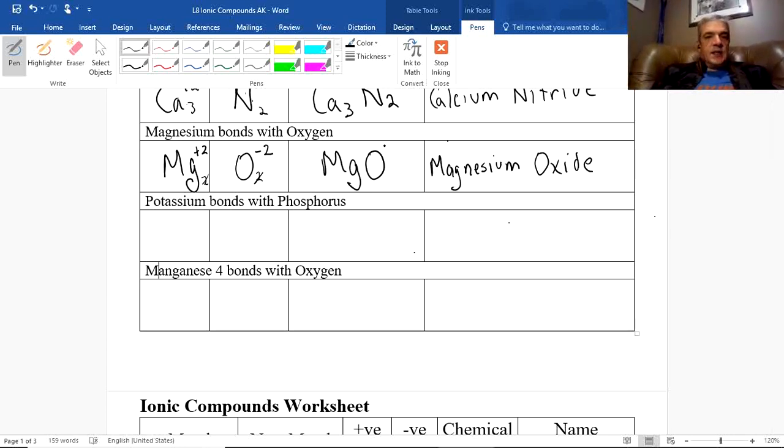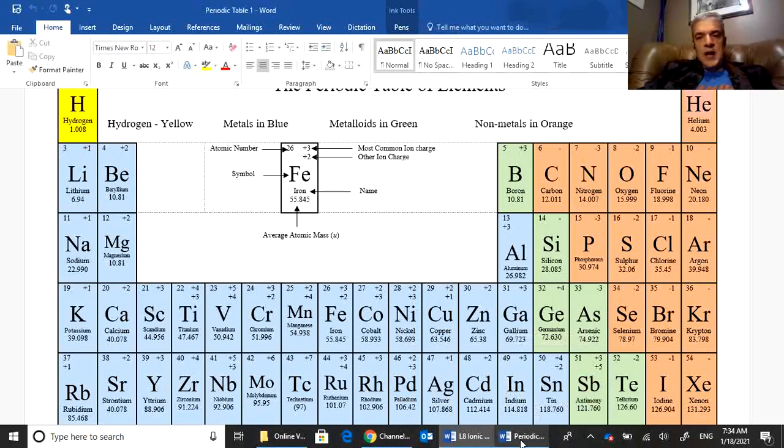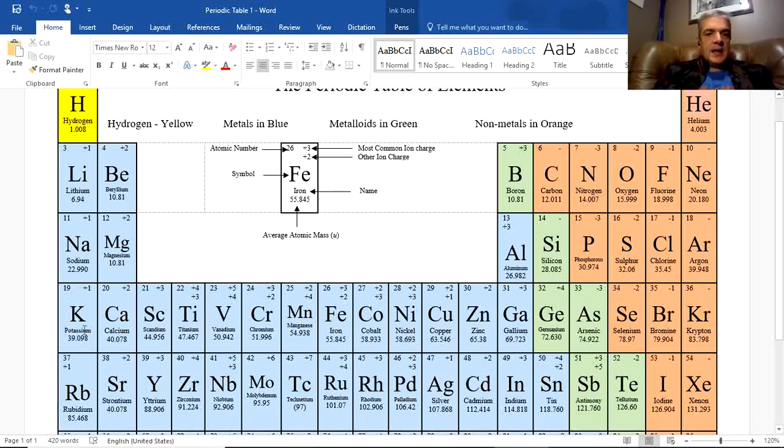In this case, potassium bonds with phosphorus, okay? Oh boy, I better go look these ones up on the periodic table. So potassium is right here, and potassium has a +1 charge, and phosphorus has a -3 charge. Potassium has the symbol of K, phosphorus has the symbol P. Probably they discovered phosphorus and named it first, and potassium came after, and so somehow he got stuck with the letter K.